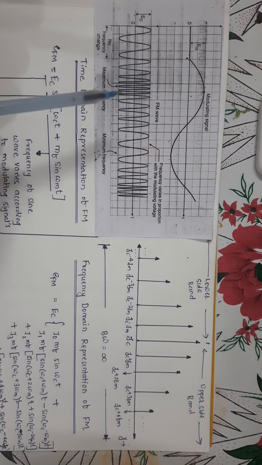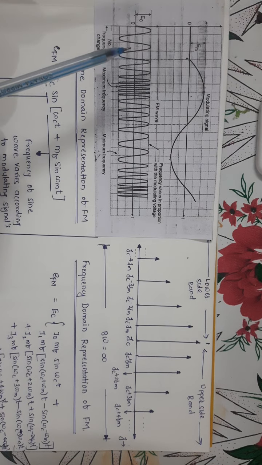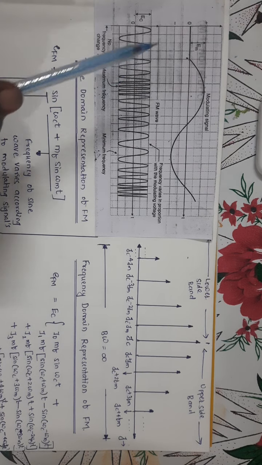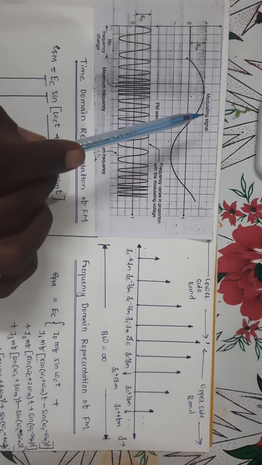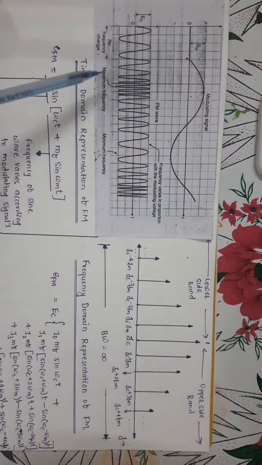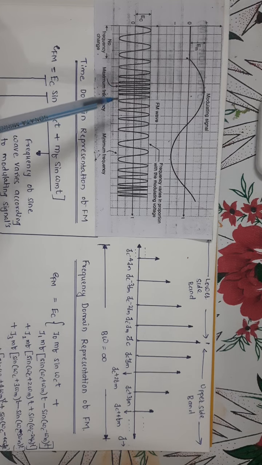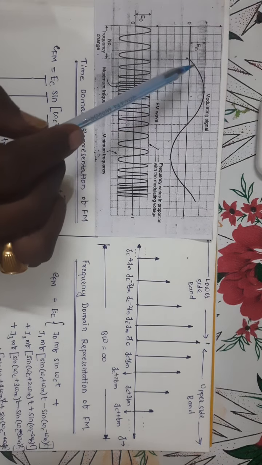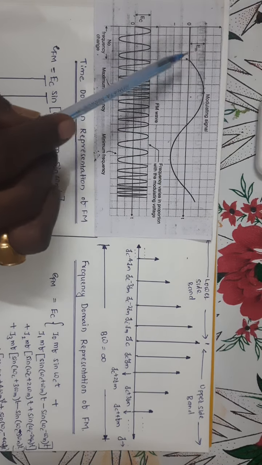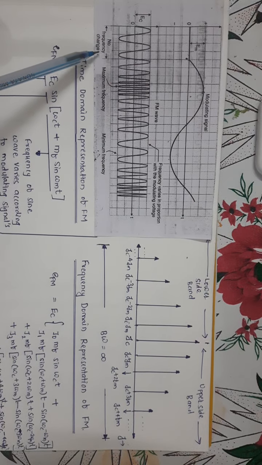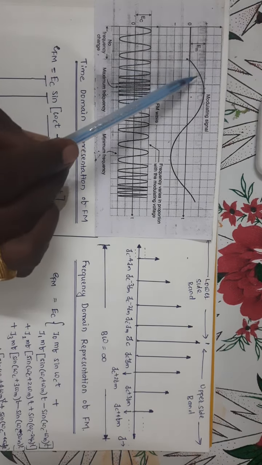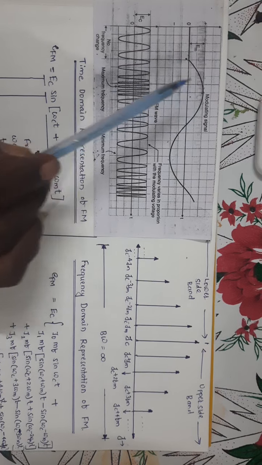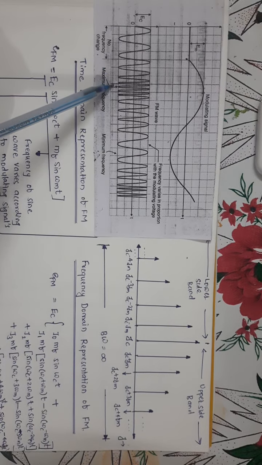So I will repeat the definition. In frequency modulation, the frequency of the carrier gets changed in accordance with the change in instantaneous amplitude of the modulating signal, by keeping the phase and amplitude of the carrier constant. So here you are observing, when there is no change in amplitude, there is no change in frequency of the carrier. But as the amplitude goes on increasing in the positive direction, the frequency also increases.